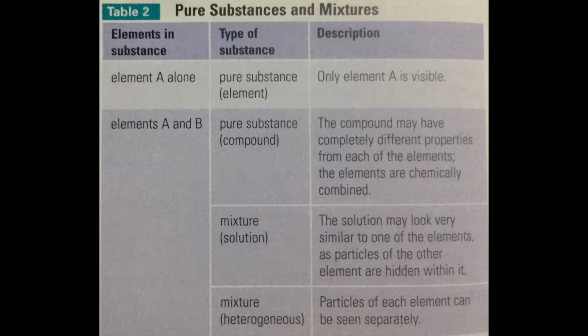Table 2 shows how the classification of matter can be expanded to include elements and compounds. Let's look at Table 2. Pure substances and mixtures. Elements in substance. Element A, alone. Type of substance: pure substance, an element. Description: only one element is visible. Elements A and B: pure substance, compound. The compound may have completely different properties from each of these elements. The elements are chemically combined. Mixture, solution: the solution may look very similar to one of the elements, as particles of the other element are hidden within it. Mixture, heterogeneous: particles of each element can be seen separately.